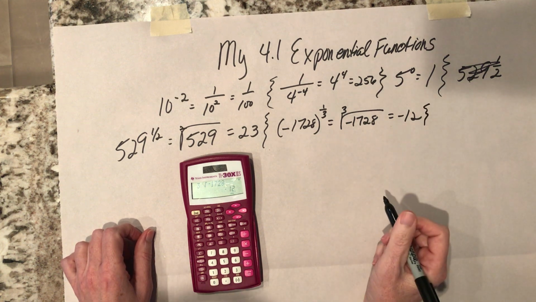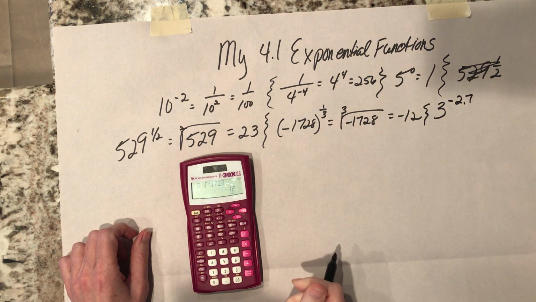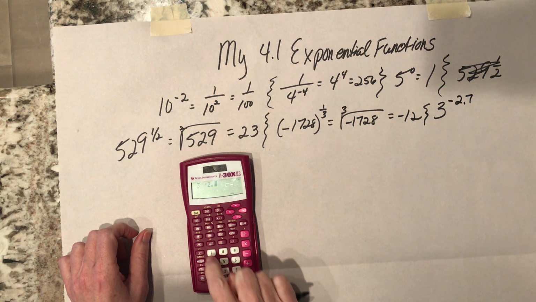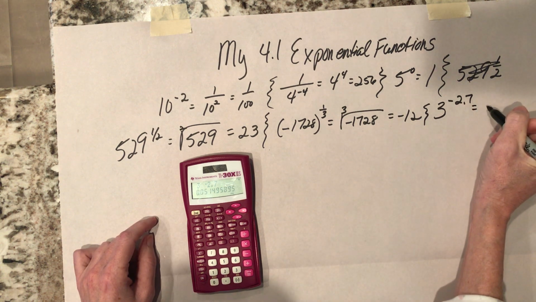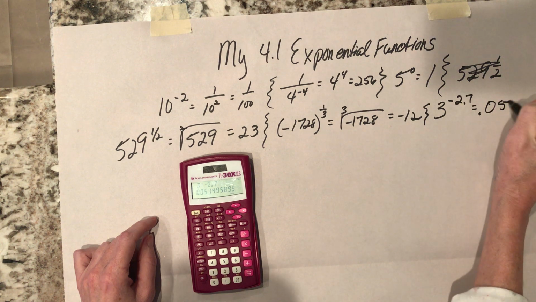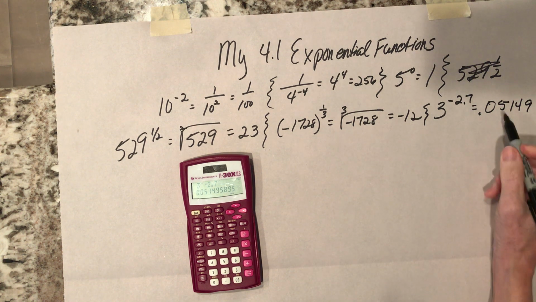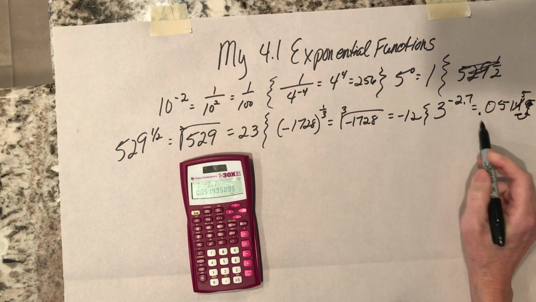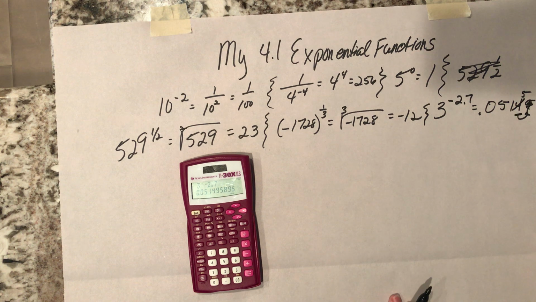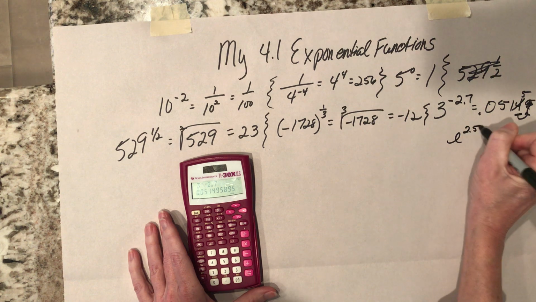And then we just have a couple of problems where you're just practicing with your calculator. 3 raised to the negative 2.7, just want to be sure you know how to do that. So 3 raised to the, and then negative 2.7, just be clear, you have to know the caret key. We'll put it to 4 places. That gives 0.05149. We have 4 numbers, and this one tells you to round up, so that last one will become a 5. So 0.0515.